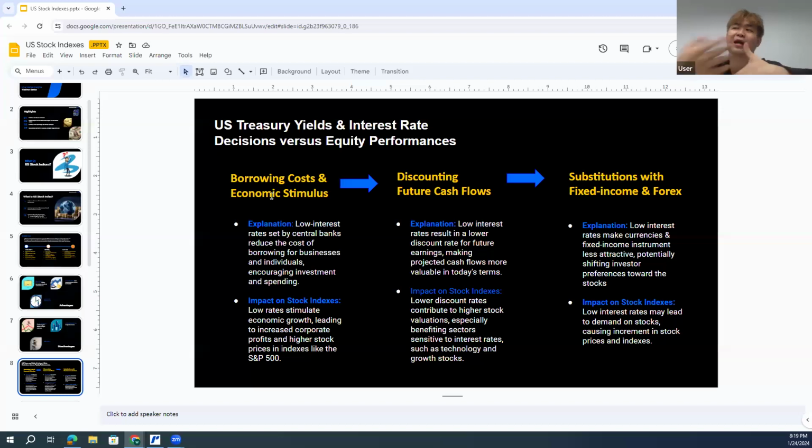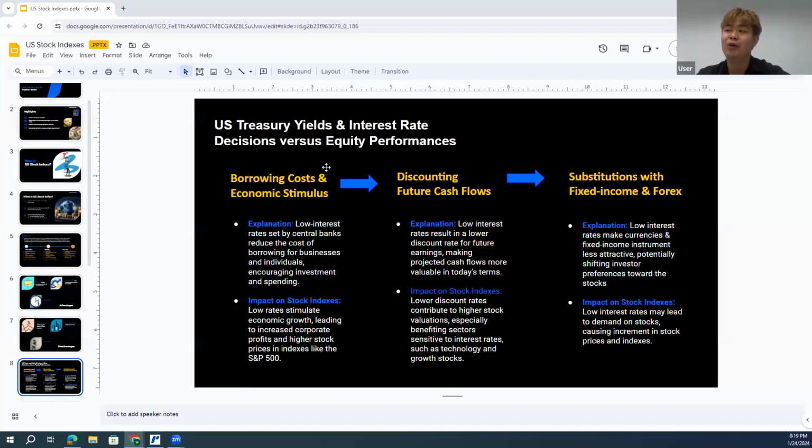So I'm trying to let you guys understand why, when the Fed decides to cut their interest rates, it will benefit the equity market or the stock index. It sounds quite confusing, but I will try to make it a very, very simple explanation for you guys. So we need to understand a few things.